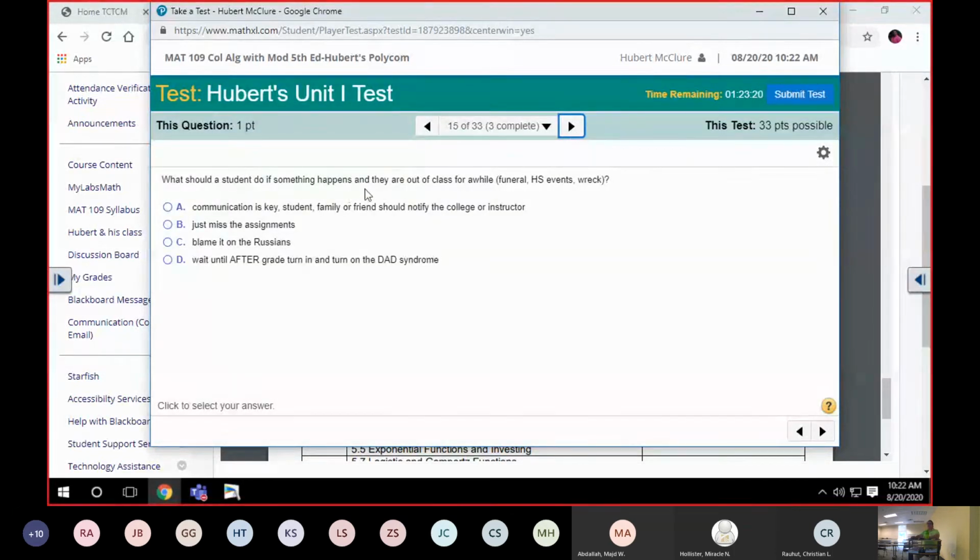What should a student do if something happens and they are out of class for a while? This student had her grade turn in, and she missed the Unit 3 test. So she didn't make it up, because she should have made it up when I give you the chance to. That's usually the last week of class or right before the last week of class. I give everybody a chance to make up homework and tests. I give you all the avenues to make it up.